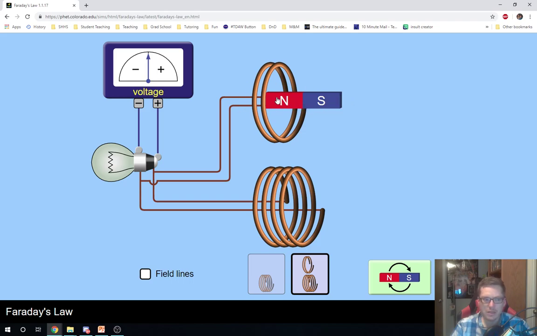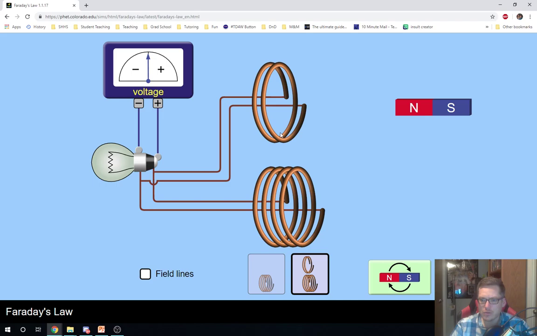Notice that when my magnet is staying completely still, I don't have a current pass through it. It's all stationary. But as soon as I move it, all of a sudden I get a change. Notice that I also get the maximum when the tip of my magnet goes through the coil.